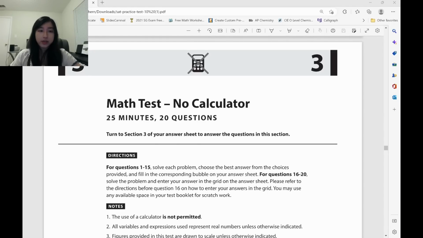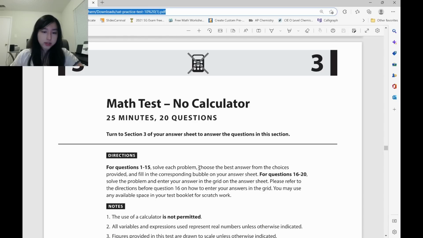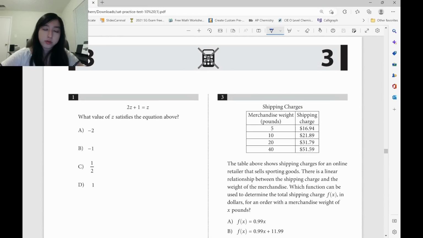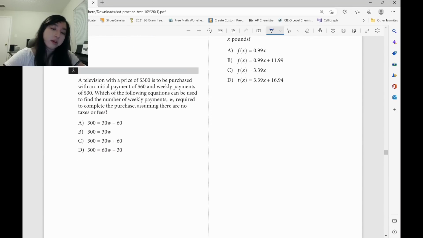Alright, so here is the exact same test I just took, but this time I'm going to be showing every step. Okay, so let's just get started. Let's look at the first question. 2z plus 1 equals z. Well, simple enough. We just solve for z, subtract 2z on both sides. 1 equals negative z. Flip the signs, z equals negative 1. That's it. Let's look at question 2.